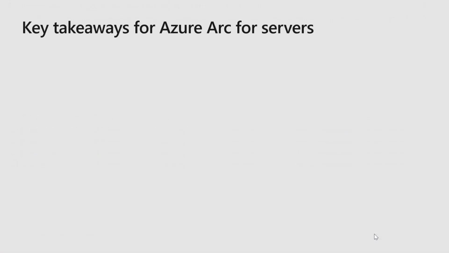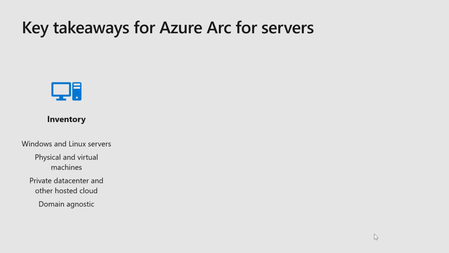So if we go back, here are some key takeaways for Azure Arc for servers and what it can actually do today. Today we can use Azure Arc for servers for inventory, right? We can see all our Windows and Linux servers. We can see if they're physical or virtual machines. We can see if they run in a private data center or in a hosted cloud. And this is completely domain agnostic, right?